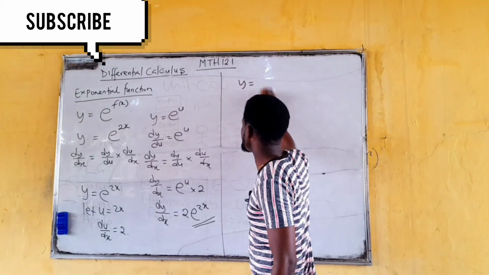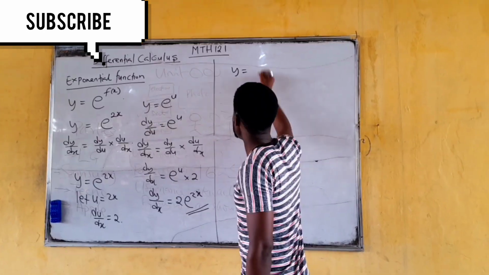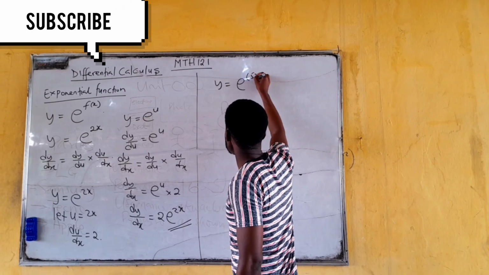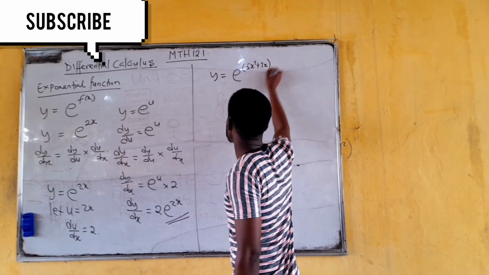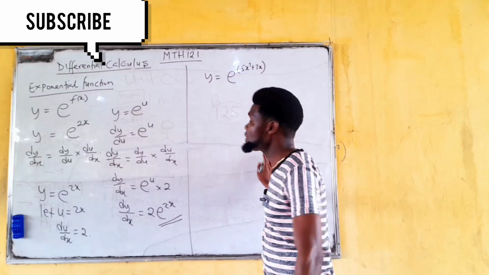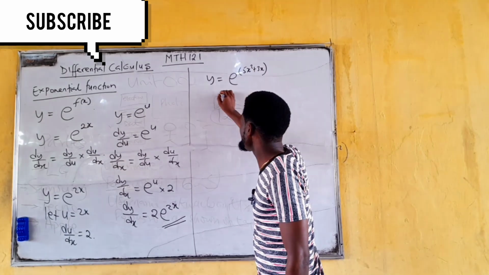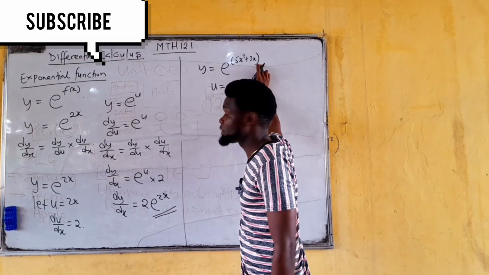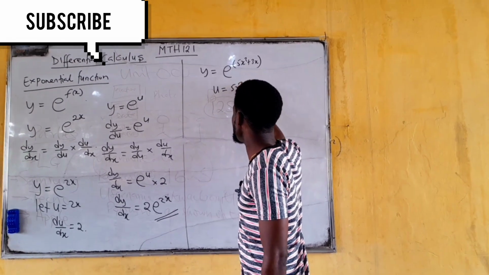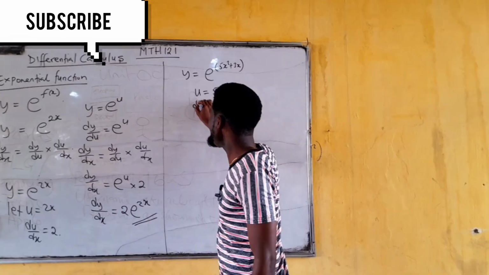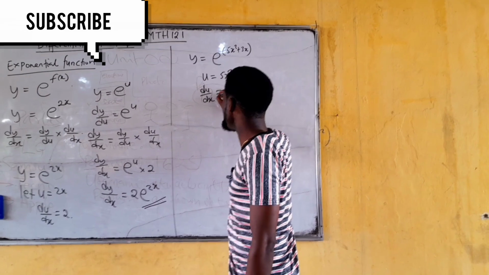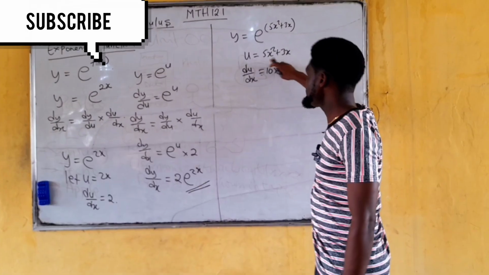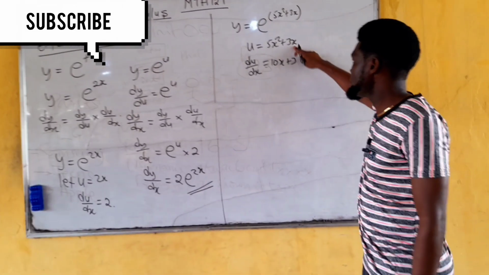Next, y is equal to maybe exponential of 5x squared plus 3x. It's very simple. You are going to say that u is equal to what? The polynomial function here, right? Which is what? 5x squared plus 3x. Then that means du over dx is equal to what? 10x plus 3. The derivative of this is this, right? The derivative of 3x is what?